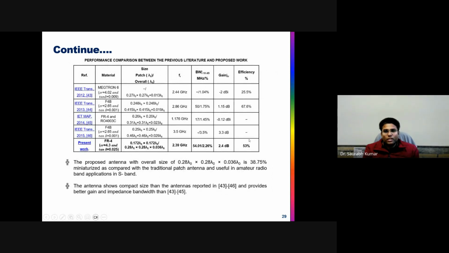And how much miniaturization? 53% of the miniaturization is achieved by a compensation of your gain and the bandwidth as well as your efficiency. So each and every thing is coming with the loss of another thing, you can say. You have to compromise somewhere.